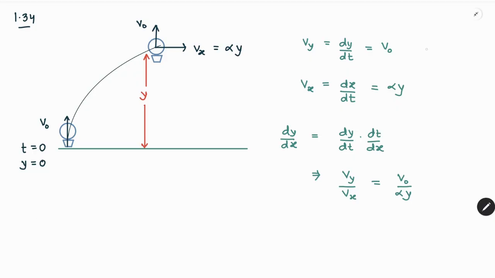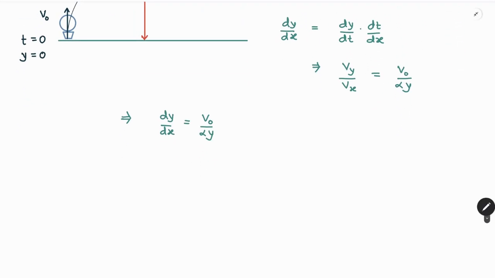So from equation number 1 which we have, and equation number 2 which we have, using these two expressions we have obtained this third equation, and over here we can write that dy by dx is equal to v0 by alpha y. So if we take the term of y towards y and x on the other side, then we get the expression alpha y dy is equal to v0 into dx.